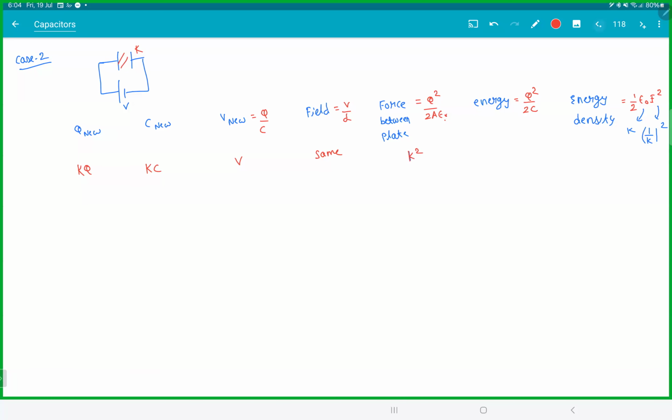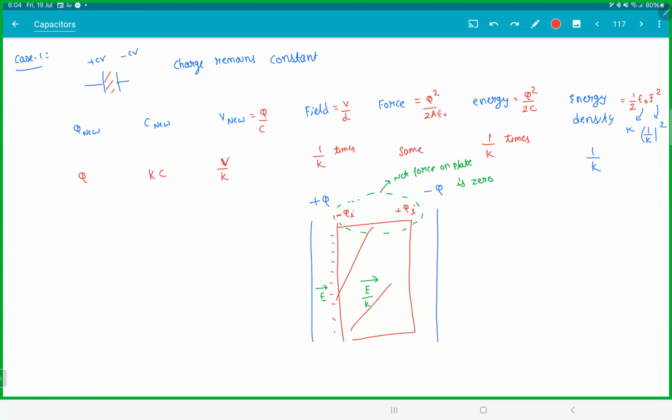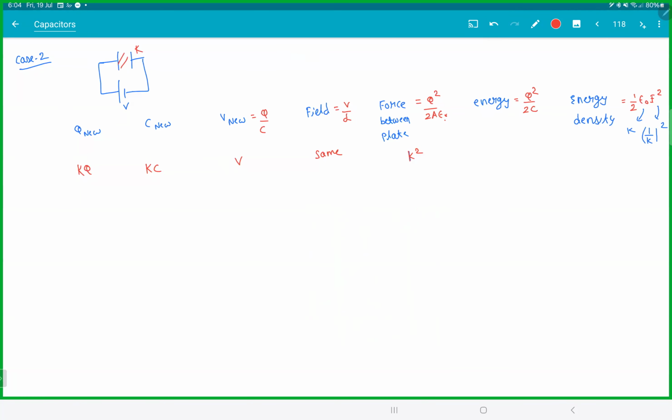Think about that. Still confused? Let me know. Because if you're saying force between these two, why do I care about these two? Even if I care about them, they still cancel out. What about energy? Use half CV square. This becomes K times. Energy density: field remains same, so this will become K times.